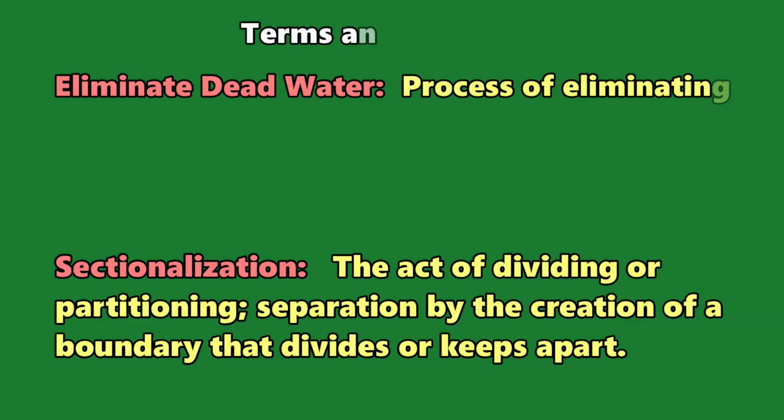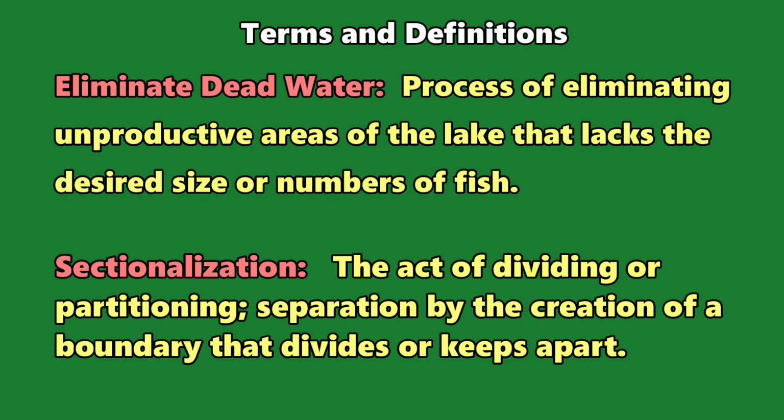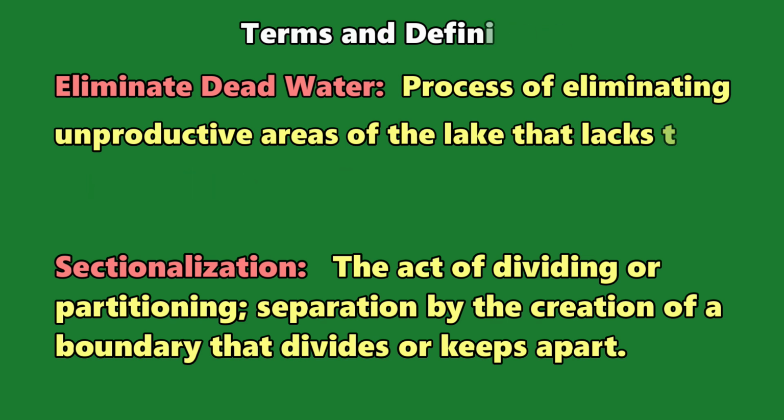So let me go ahead and give you a textbook definition of why I call it sectionalization. Sectionalization is the act of dividing or partitioning, separation by the creation of a boundary that divides or keeps apart. Now, how does that relate to crappie fishing?